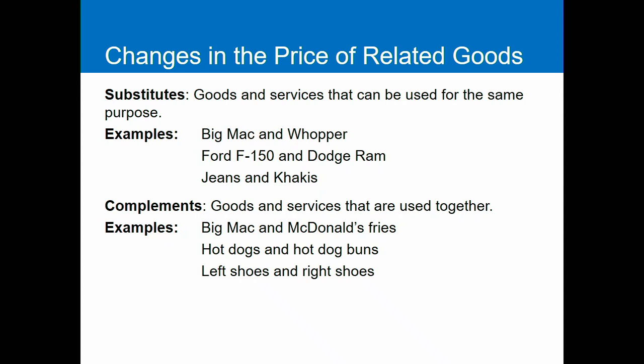So a Big Mac and a Whopper, they're substitutes. They're both fast food purposes. Ford F-150 and Dodge Ram, again, two trucks. Jeans and khakis, two different pairs of pants. They serve the same purpose. They do the same thing for you.